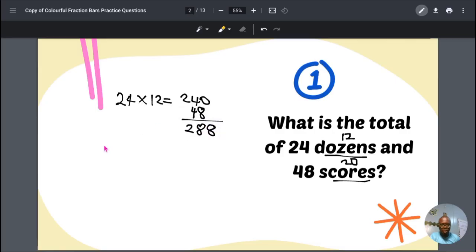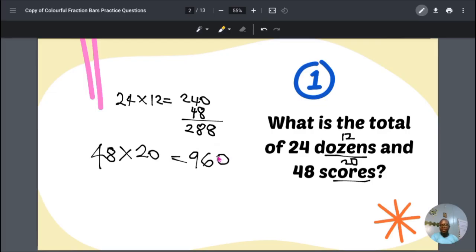And then for the second one, don't forget that 12 means 1 dozen. So we have 12 in 24 places. That is what 24 dozens mean. And then the second one, a score is 20. So 48 scores is going to be 48 times 20, which is going to give us 960.